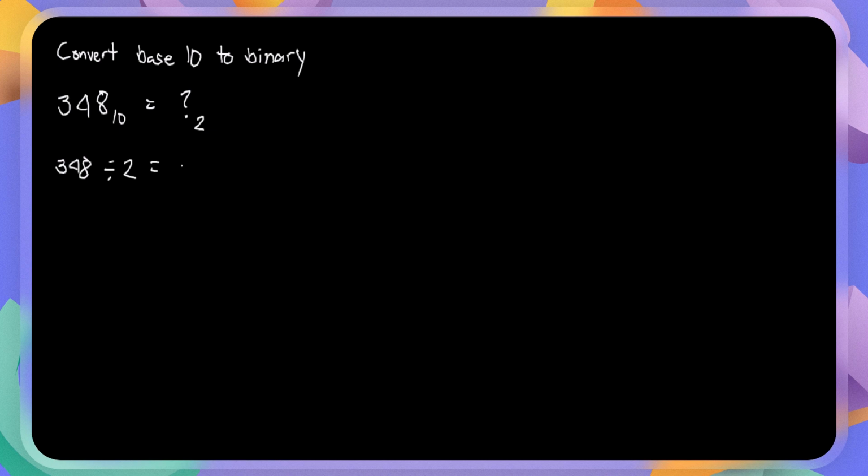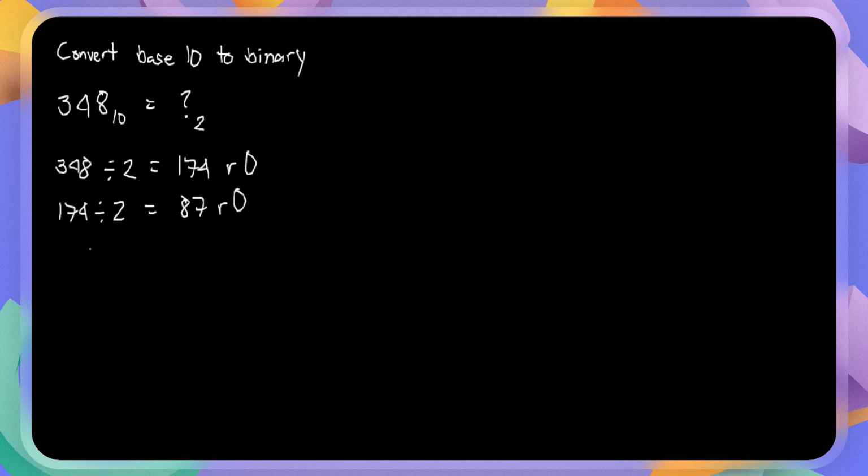So 348 divided by 2 is 174. There's no remainder, so remainder 0. Then you do the same thing to your newly divided number here, so 174. So 174 divided by 2 is 87, and likewise there's no remainder.